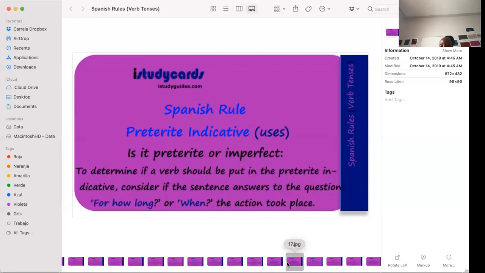The other is looking at the difference between the preterito and the imperfecto. The imperfecto means not perfect, but perfect in the grammatical sense. It's not clear, it's not over, you can't put it in a little box, right? And for the preterit, you want to know for how long, when. When did this action happen or take place?